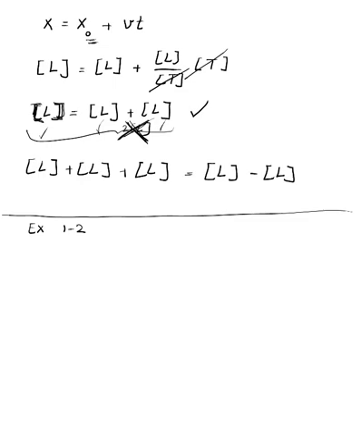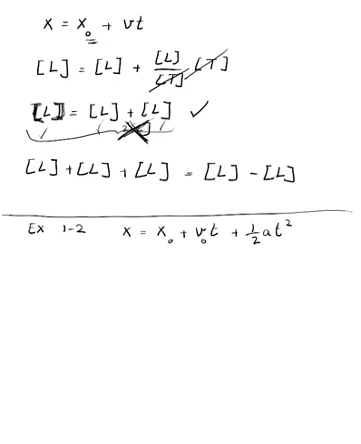Now let's talk about exercise 1-2 in your book, which says, show that x equals x naught plus v naught t plus half a t squared is dimensionally consistent. All right, so this is another equation that we'll talk about in chapter 2 or 3. The equation here has x and x naught, which are distances. It has v naught, that is a velocity, and it has a, that is an acceleration.